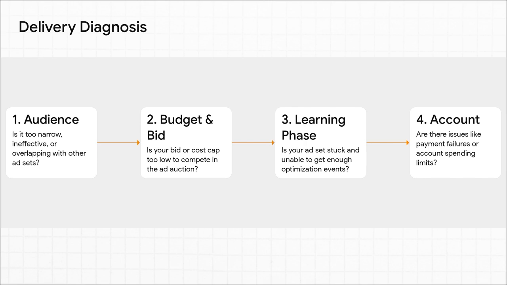Number 1, check your audience. Is it too specific or just too small, like under 1,000 people? The algorithm is going to struggle to find anyone. 2, your budget. The ad auction is super competitive. If your bid is too low, you're just going to get outbid every single time, and your ad will never be shown. 3, the infamous learning phase. And 4, simple account issues like a failed payment or hitting your spending limit can put a hard stop on everything.